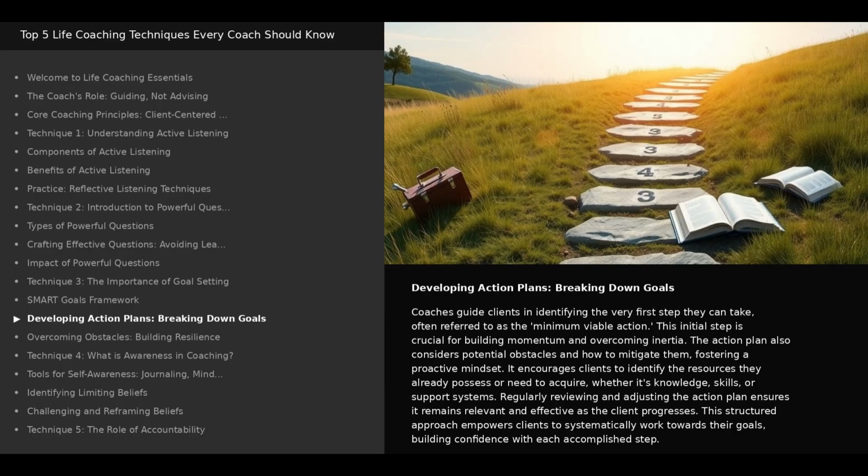It encourages clients to identify the resources they already possess or need to acquire, whether it's knowledge, skills, or support systems. Regularly reviewing and adjusting the action plan ensures it remains relevant and effective as the client progresses. This structured approach empowers clients to systematically work towards their goals, building confidence with each accomplished step.